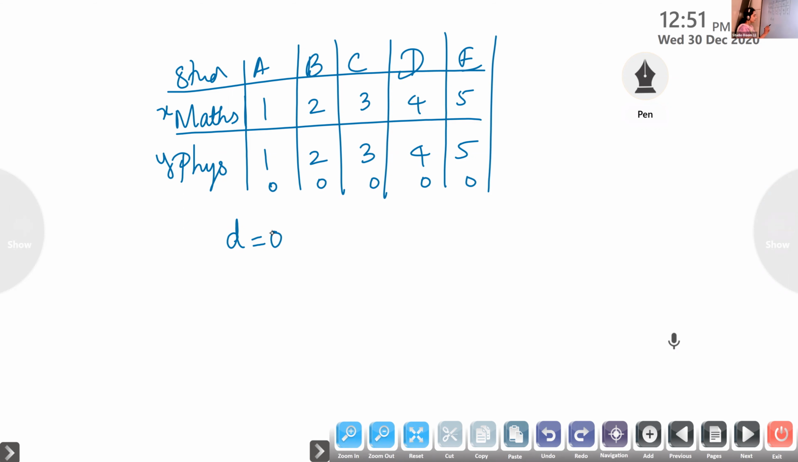So what will be the rank correlation? What is the formula we have learned? 1 minus 6 into sigma d square by n into n square minus 1. Now this one will become 0, isn't it? 1 minus 0, so it is 1. Rank correlation coefficient is 1.